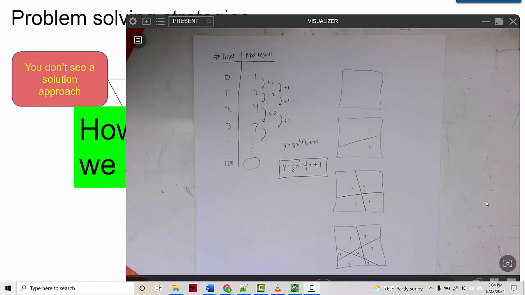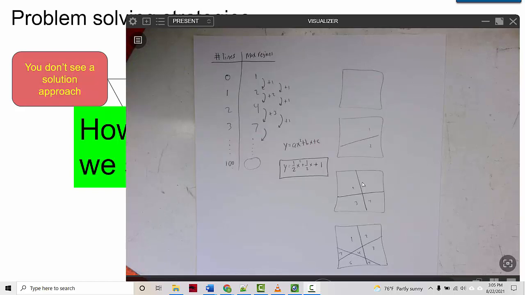Someone in class actually went a long way towards that. They suggested that the fastest way to make new regions is to have your new line intersect existing lines. She observed that your line can't cross another line more than once. And if you put those two together, if you're able to show that each new line you add is capable of crossing all of the existing lines, then that's enough to establish this pattern.